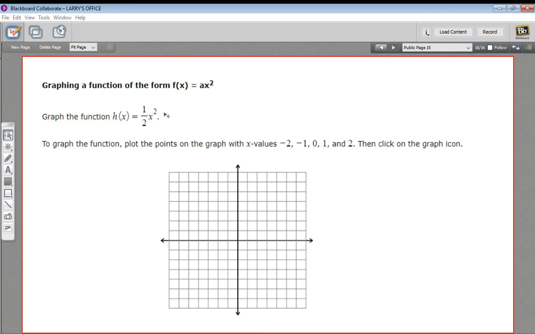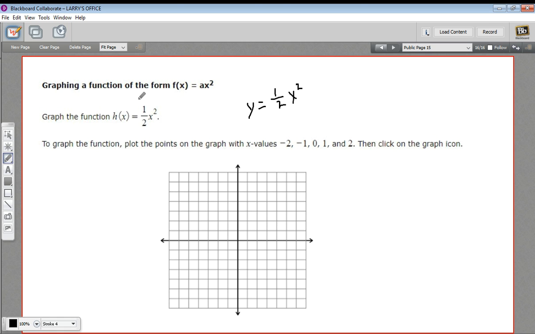In this problem, we're being asked to graph a function. This function is a quadratic function. We have h of x equals 1 half times x squared. And you can also think of h of x standing in place of y. So you could think of this as y equals 1 half x squared. And in this problem, they're actually giving you some specific instructions to graph these x values.